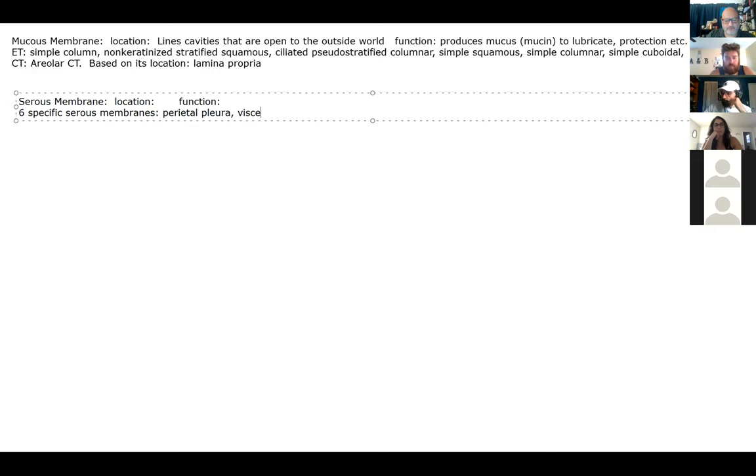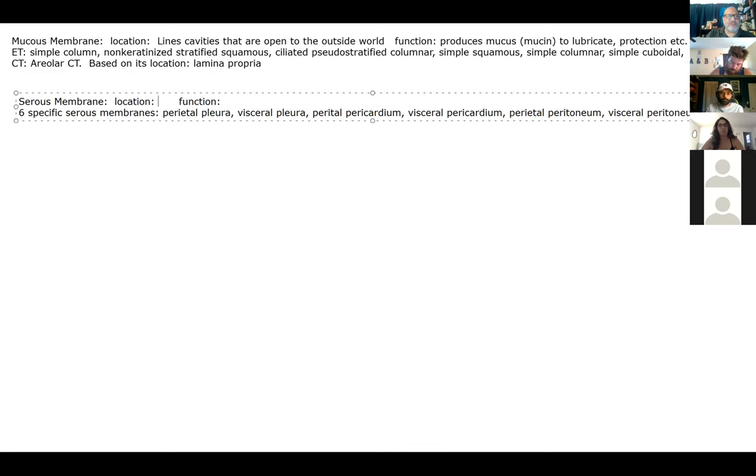Visceral pleura. Excellent. What else? Parietal pericardium. And? Visceral pericardium. And? Parietal peritoneum. And? Visceral peritoneum. Excellent. So we know there are six specific serous membranes forming a cavity around the lungs, on the lungs. Forming a cavity around the heart, on the heart. Forming a cavity around the organs of the abdominal pelvic cavity and on the organs of the abdominal pelvic cavity.